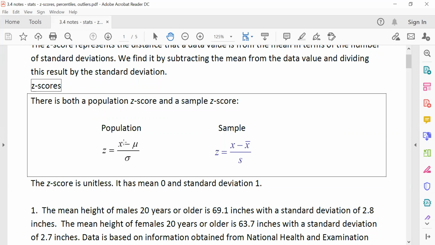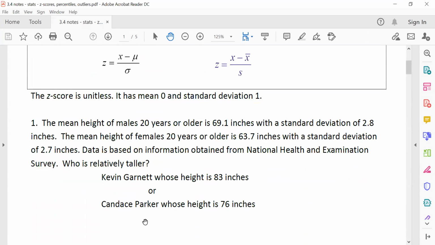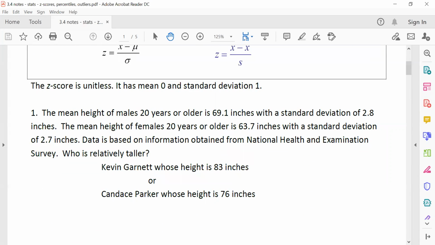Z-score: take your x value, subtract off the mean, divide by the standard deviation. It's basically what we were doing towards the tail end of class last time. So we can look at a couple of the popular possibilities here.